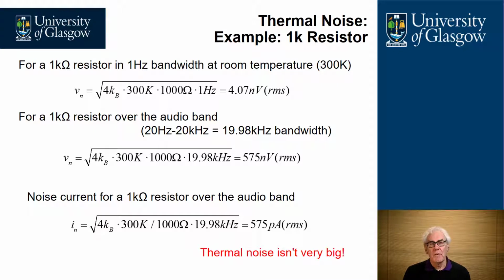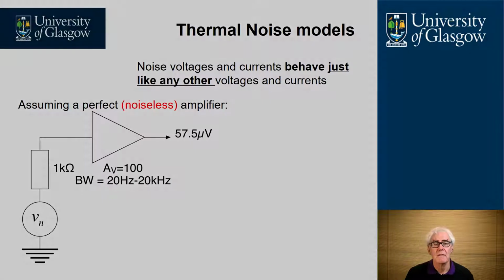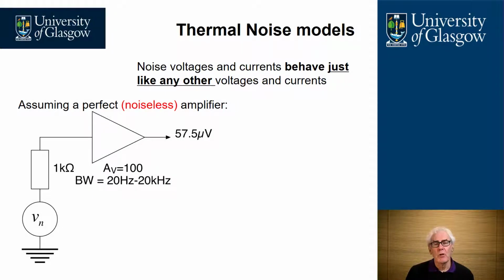You may think from these calculations that thermal noise is actually not very big, and you'd be correct to a large extent. Now let's apply the thermal noise that we've learned from the 1k resistor and think about it as it responds to an amplifier. We can consider noise voltages and currents to behave just like any other current sources or voltage sources within a circuit.